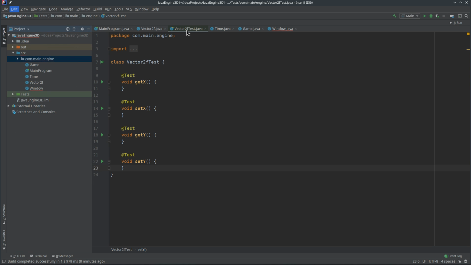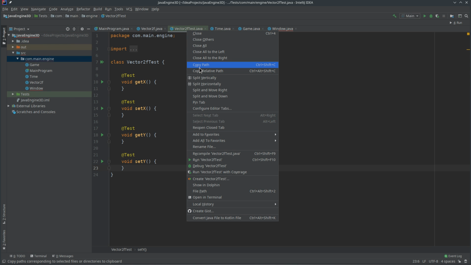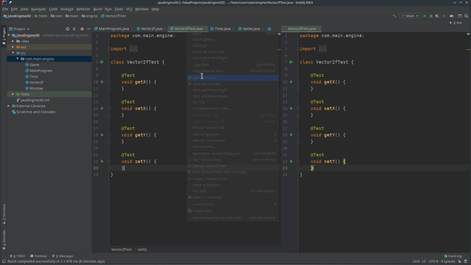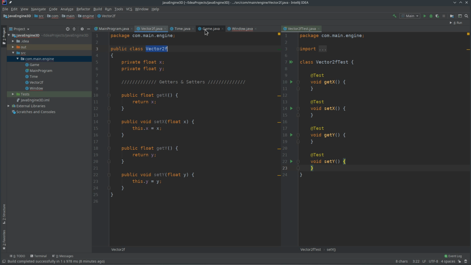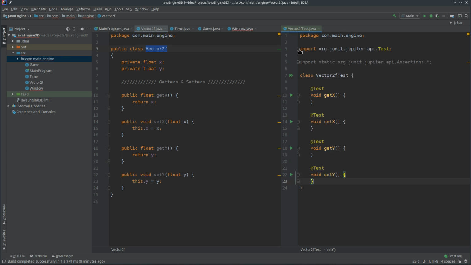Does it come off a right click on here? Yeah, it does. Split. There we go. As you can see, it's here now in test. I want to see what they've done here. Alright, okay. Yeah, okay, that's good. Yeah, that's good.